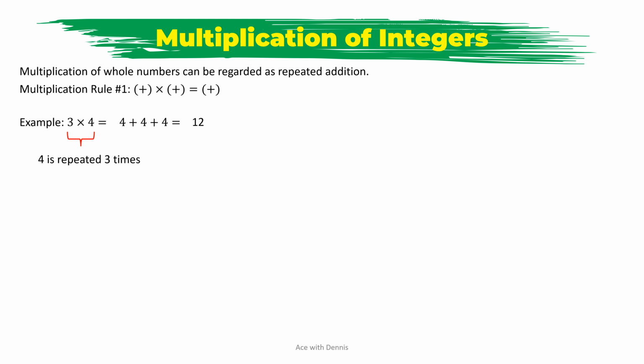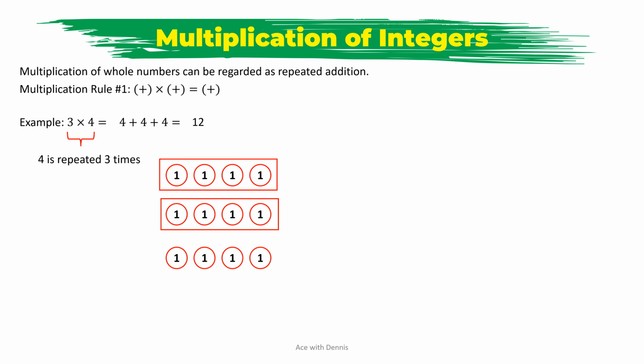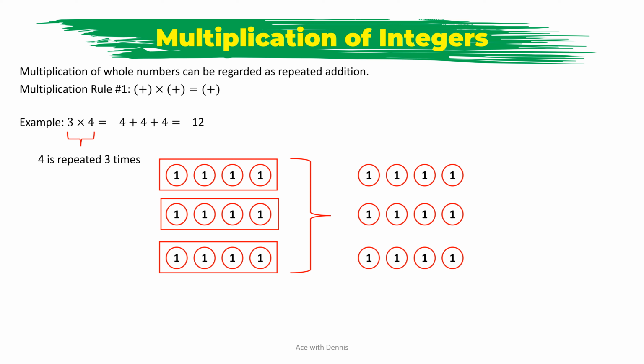To illustrate this concept, let's look at this diagram. So here we have 4 ones. This is one group of 4 ones, and it repeats 3 times, which we can rewrite as 3 times 4, and the result is 12.